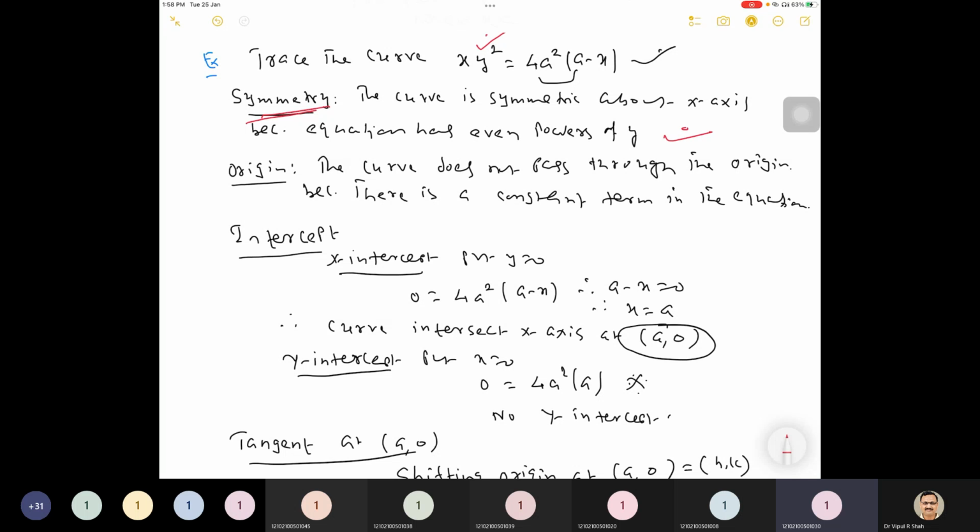Okay. Next, let us check the origin. Now, does the curve pass through the origin? No, because you can see that there is a 4a square into a constant term. That means 4a cube. So the curve does not pass through the origin because there is a constant term in the equation.